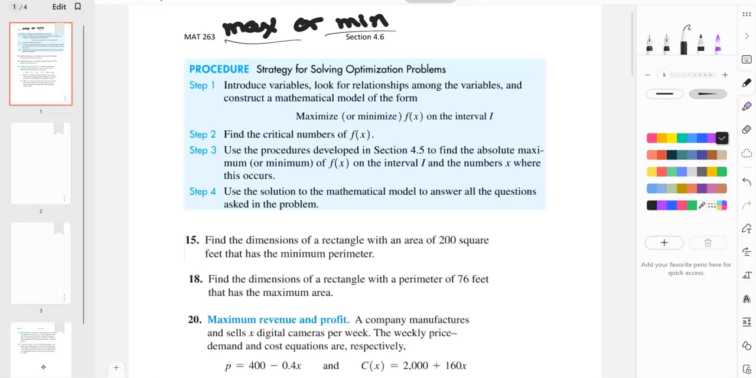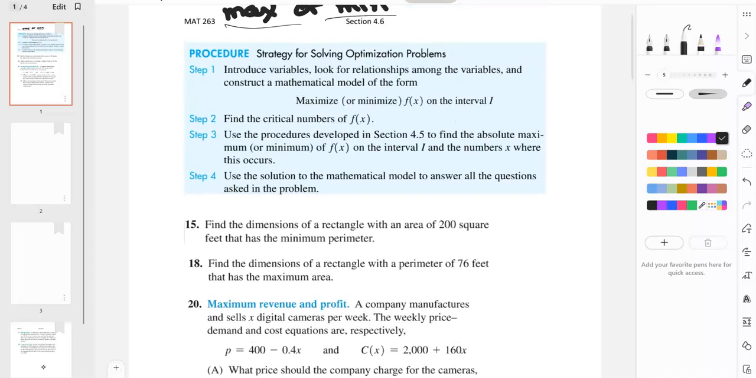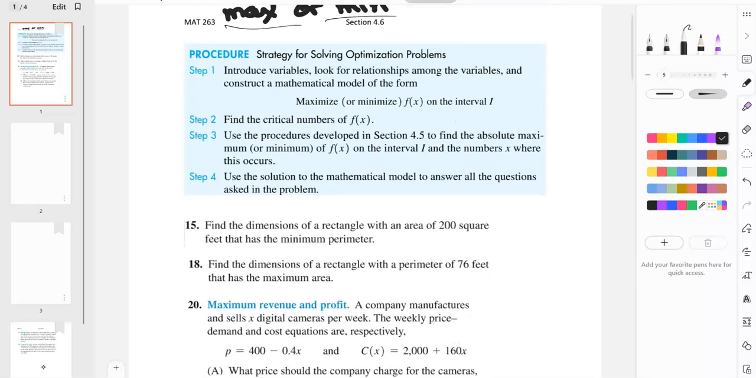So, we're looking for those keywords. I want to maximize profit, or I want to minimize perimeter because I want something of a certain size. So how do we go about doing that? Well, we've got to figure out some equations that's going to tie everything together. And then we're going to use calculus to do that.